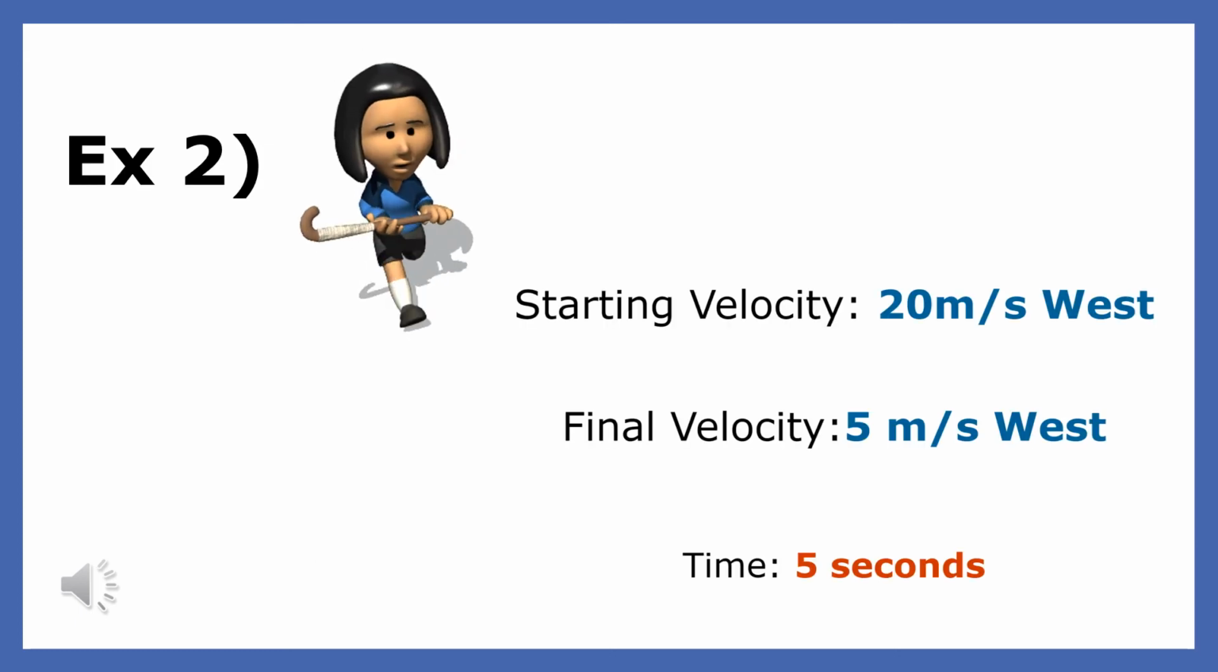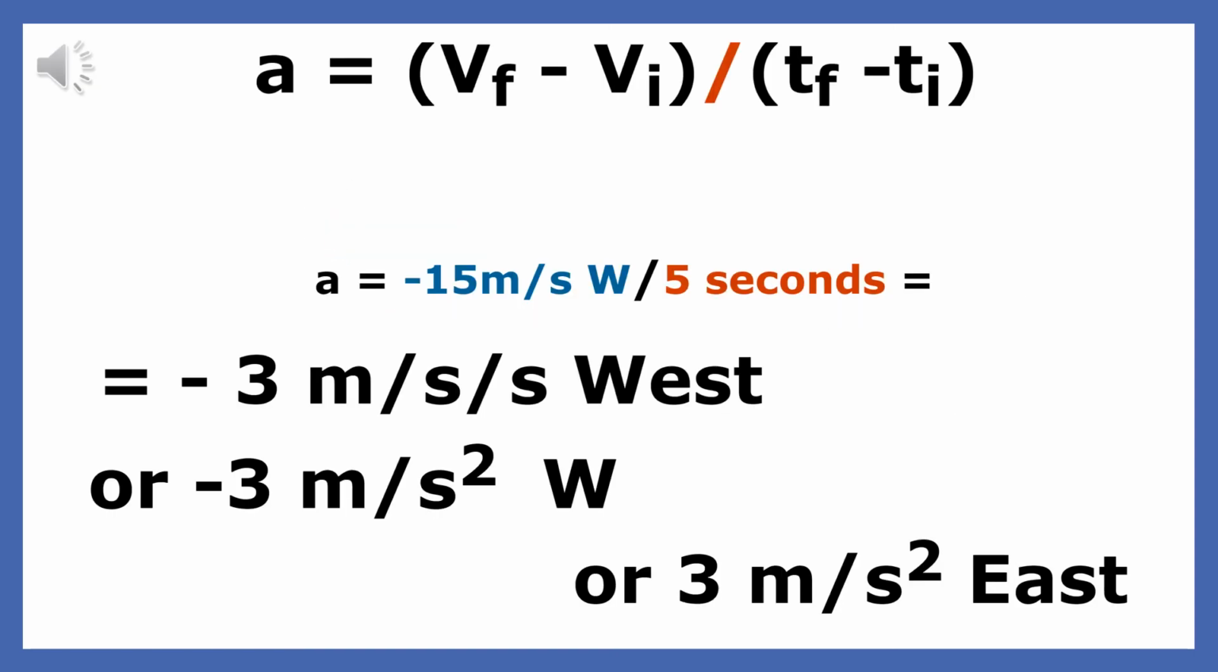In this example, the change in velocity is negative 15 meters per second west because it goes from 20 down to 5. This change occurs in 5 seconds. The acceleration is negative 3 meters per second squared west because negative 15 divided by 5 is negative 3. You can say negative 3 meters per second squared west, or you could say 3 meters per second squared east. The negative makes the west east.